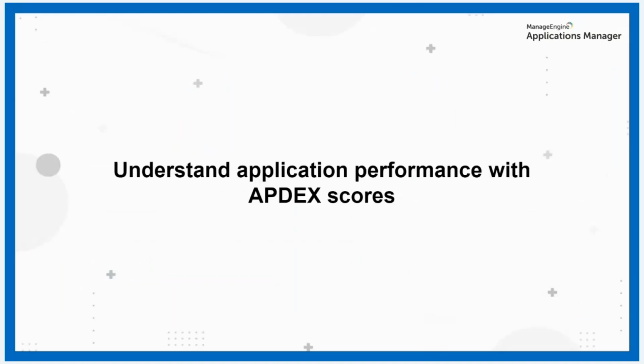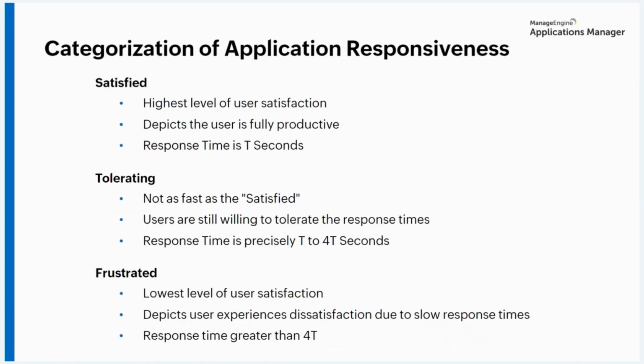In our first topic, understand application performance with Apdex scores. There are three categories of the application responsiveness. One is satisfied, tolerating, and frustrated. The satisfaction category represents the highest level of user experience, where the application's response time is between the satisfied threshold and the excellent threshold. Users in this category are generally satisfied and happy with the application's performance.